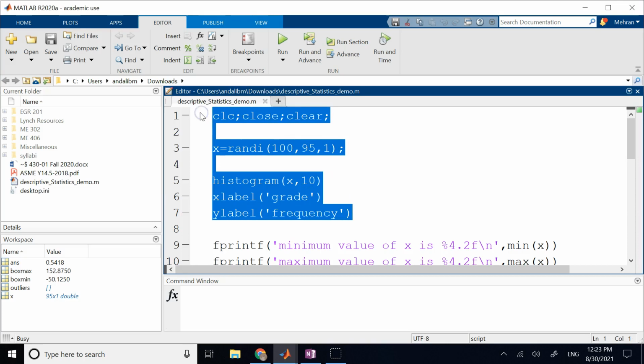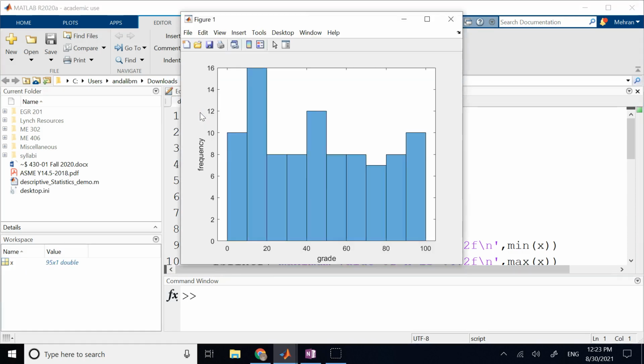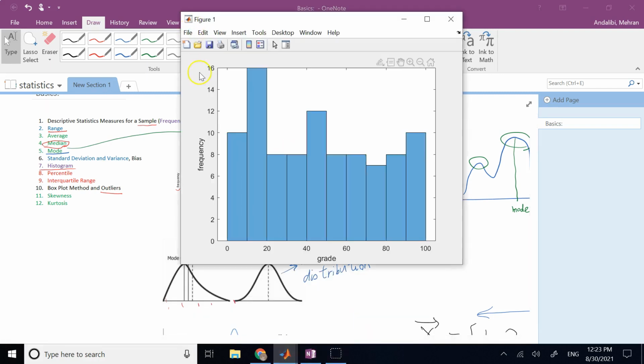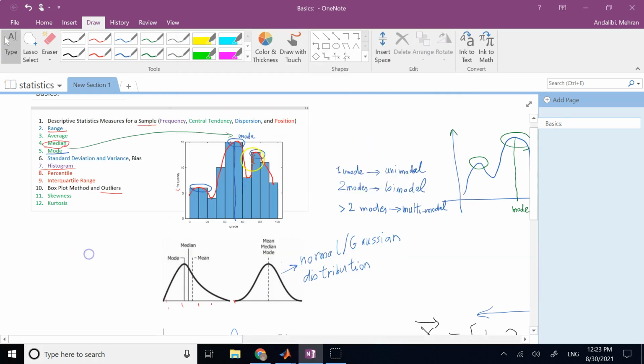And this by itself will give you the histogram, like this. By the way, each time I run this code again, it gives me a different histogram. So you see this one is different than this one. Why? Because my data are random. Okay, so this is kind of more uniform than the last one.